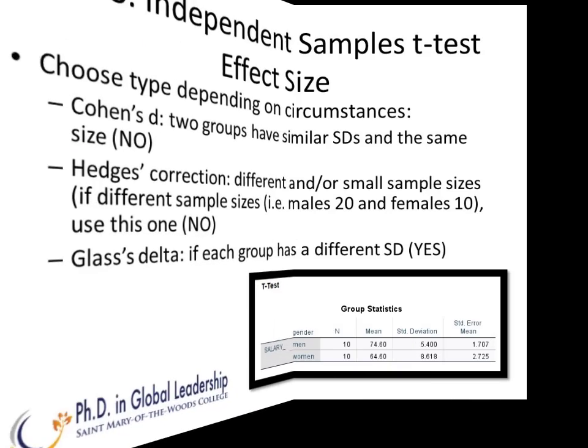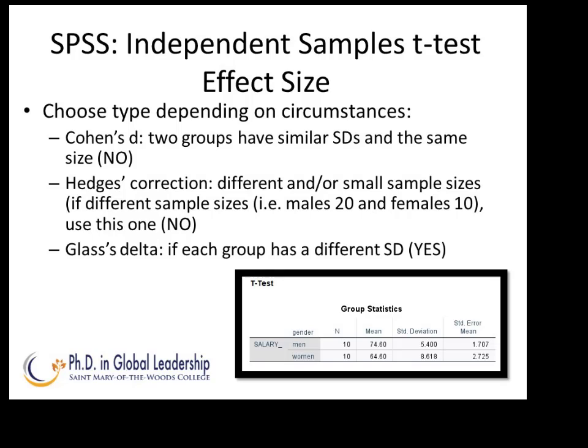Now, version 27 of SPSS shows us the effect size. Effect size is important because it tells us that the effect was not due to chance. I've put the descriptive section of the test here so you can see the standard deviation for males and females. SPSS automatically calculates several effect sizes depending on the circumstances. Cohen's d, the most popular one, is for two groups that have similar standard deviations and the same sample size.